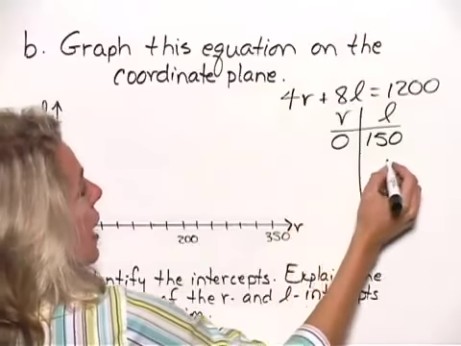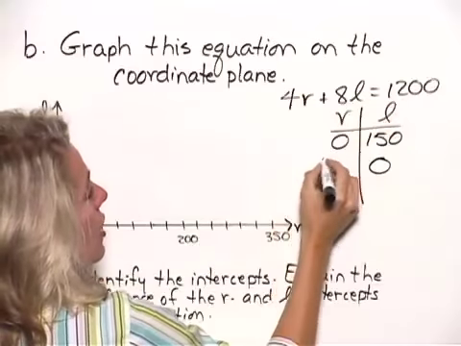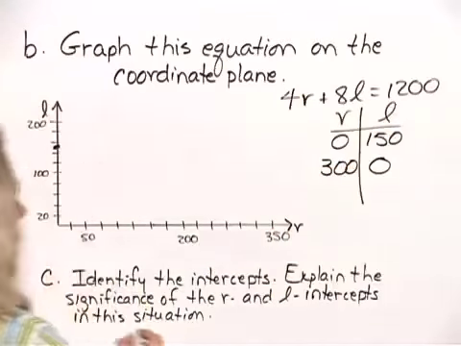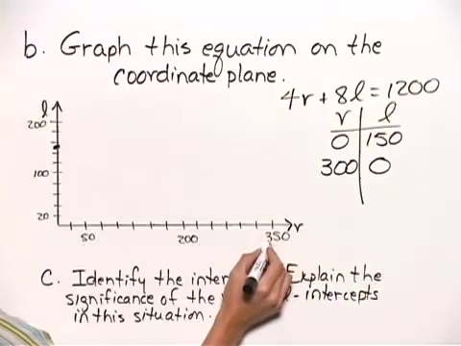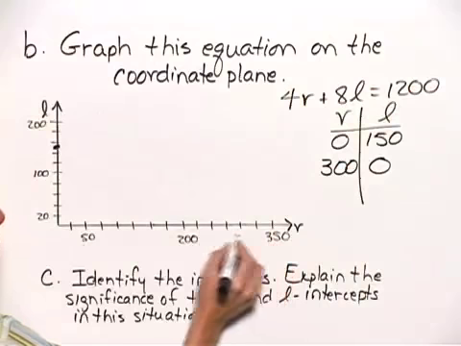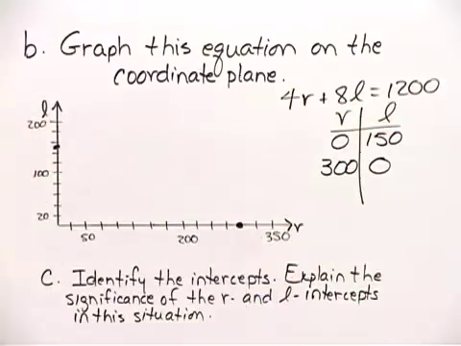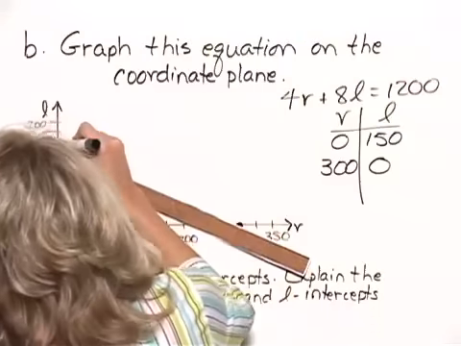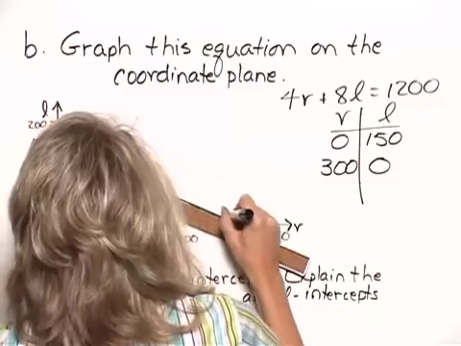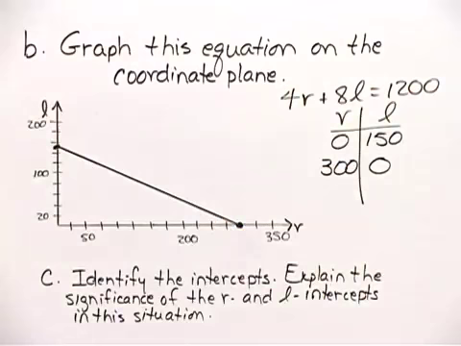Now, let's let L be 0. So we've got 4R plus 0 is 1,200, or R is equal to 300. Each one of the hash marks on the horizontal axis, the R axis, is 25. So 300 is going to be about right here. So we'll take our straight edge now and we'll connect these 2 points. And we now have the graph of 4R plus 8L equals 1,200.